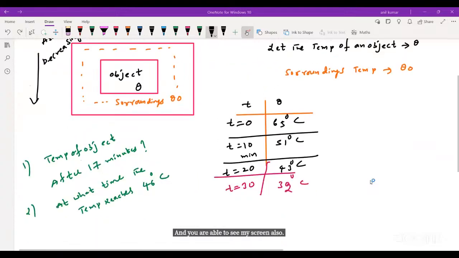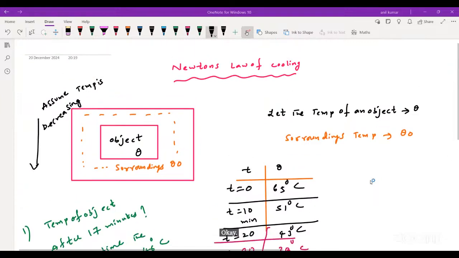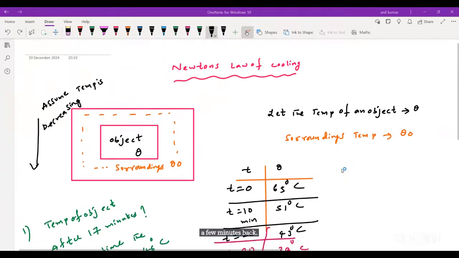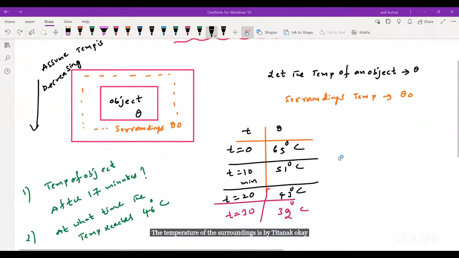Yes, the students who have joined a few minutes back, I have started the concept Newton's law of cooling. Here, I consider one object, what you are observing here in the figure. I denoted the temperature of the object by theta and the temperature of the surroundings by theta naught. And here, let us assume that the temperature of the object is decreasing.